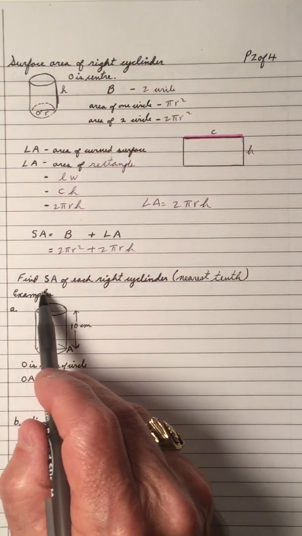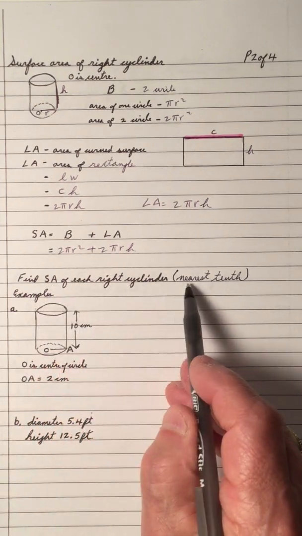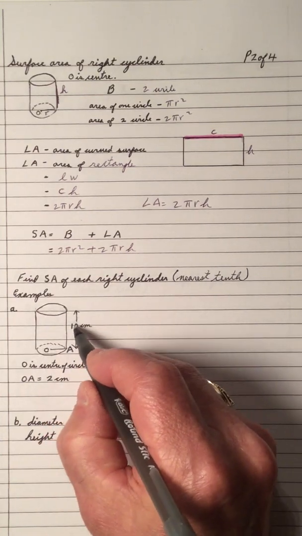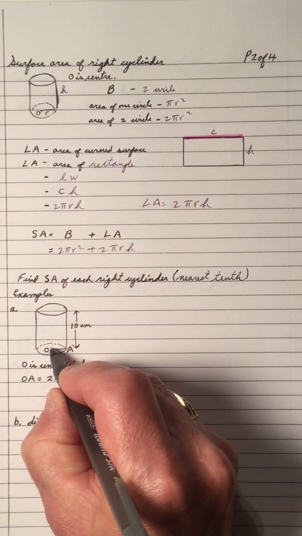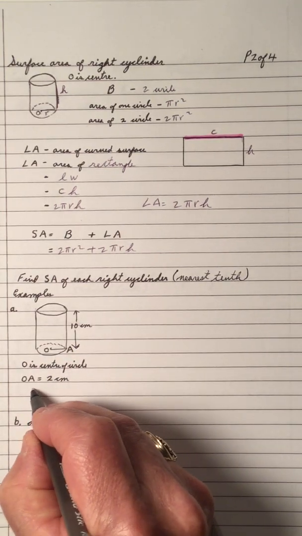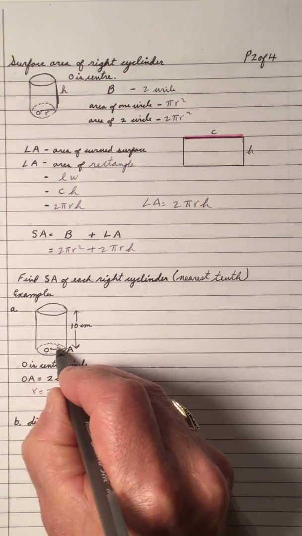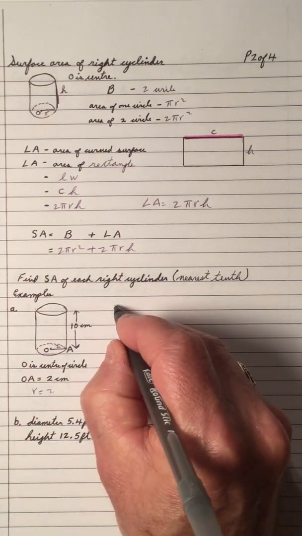Here we go. Find the surface area, SA, of each right cylinder to the nearest tenth. So we have a cylinder with a height of 10, and O is the center of the circle, right there. And OA is 2. So OA is 2 means the radius is 2, the distance from the center to here. So that means I can find the area.